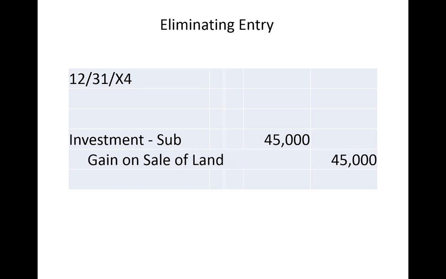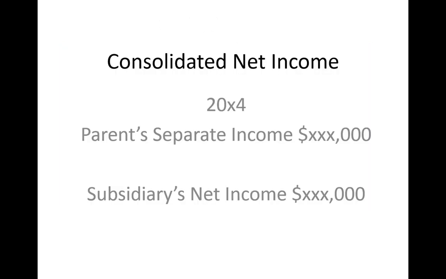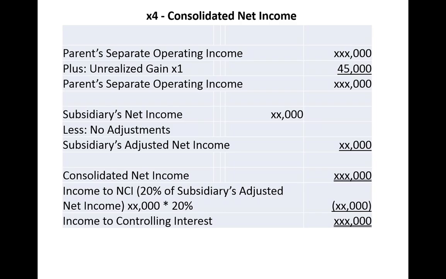If we clean that up, this is what we get. And we recap, and we had 2 entries that are related to that. And what's going to happen in this particular example for consolidated net income is that unrealized gain of $45,000 should now be included in separate operating income when we compute our consolidated net income. So if it's deferred, we subtract it out. Once it's actually realized or has come to pass, we'll include it in the separate operating income.